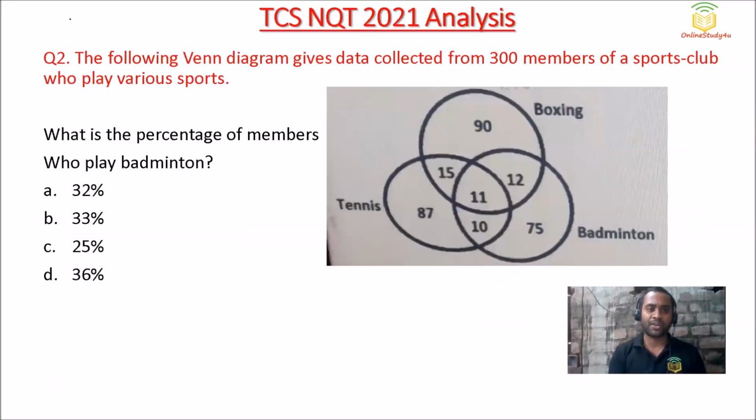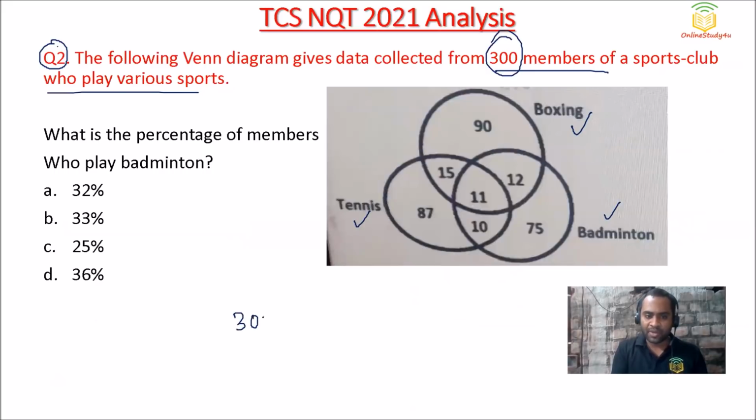Question number two. The following Venn diagram gives data collected from 300 members of a sports club who play various sports. There are three sports: boxing, badminton, and tennis. There are a total of 300 members. They are asking what is the percentage of members who play badminton.